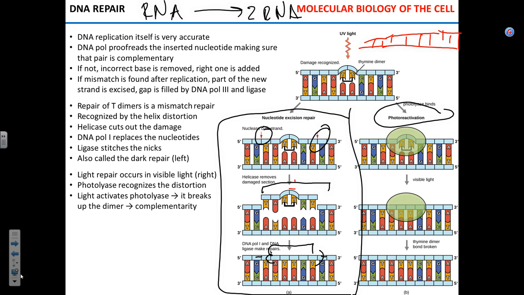So what happens? When UV light causes the formation of thymine dimers, the enzyme called photolyase, it's illustrated here as the partly transparent green oval, recognizes the dimers, binds to that DNA fragment, and breaks down the covalent bond between two adjacent thymines. When this bond is broken, then thymines can establish the hydrogen bonds with adenines in the opposite strand normally now. Does that make sense?